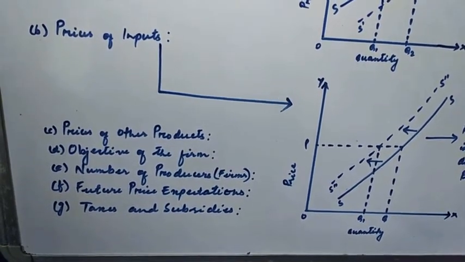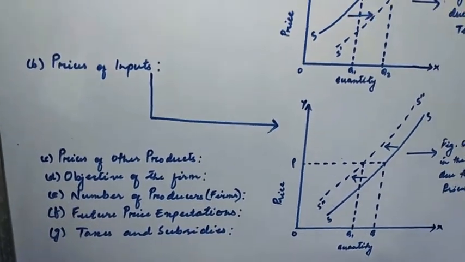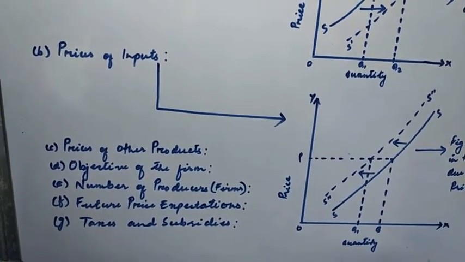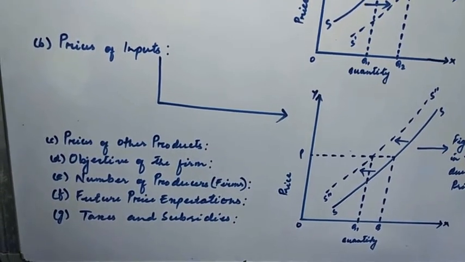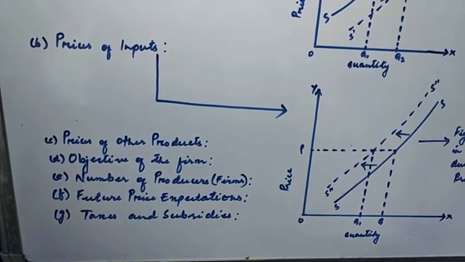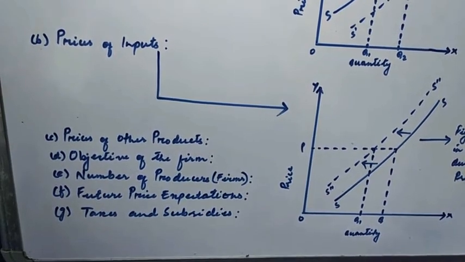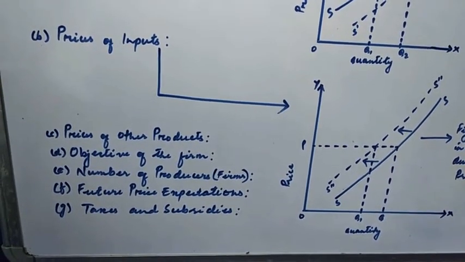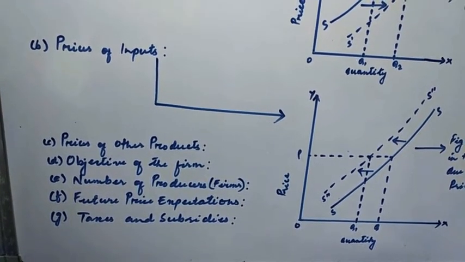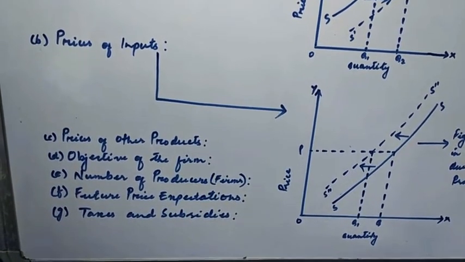This case is happening because we are considering the prices of other products. When we consider prices of other products, it affects the supply of a commodity. As we have seen, an increase in the price of wheat will affect the production of pulses. People will supply more of wheat because the price is higher for wheat, and people will supply less of pulses because the price for pulses is low.